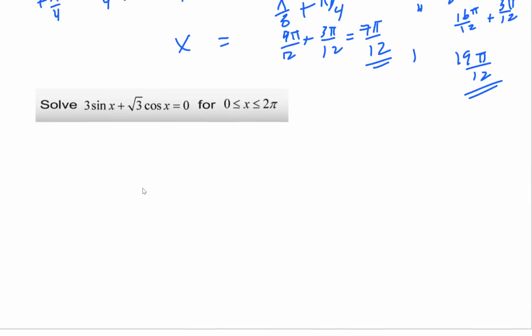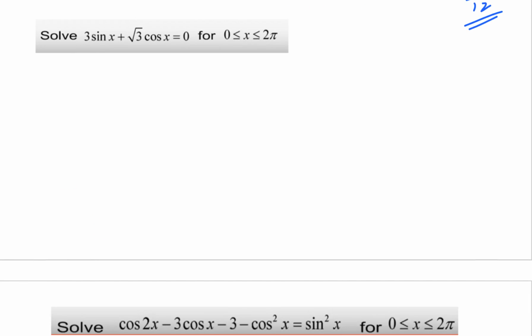This is the next one. Next one's tricky. We're almost done. So the next one gives you this: 3 sine x plus rad 3 cosine x equals 0. Now this is tough because I don't have a formula. If one of them was squared, I could do something, but all I have is single things. So the trick here, and it's definitely a trick, is to try to make tan.